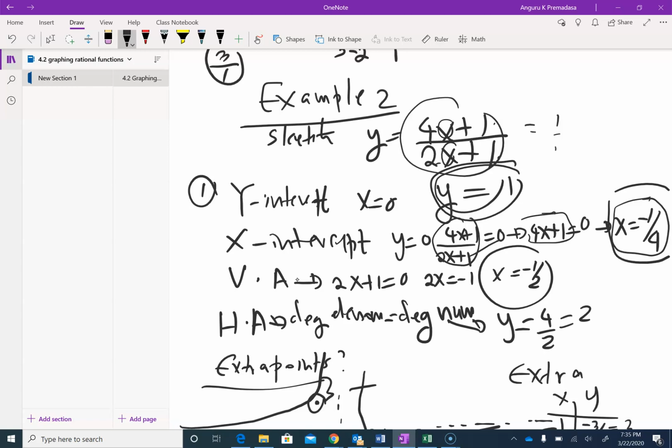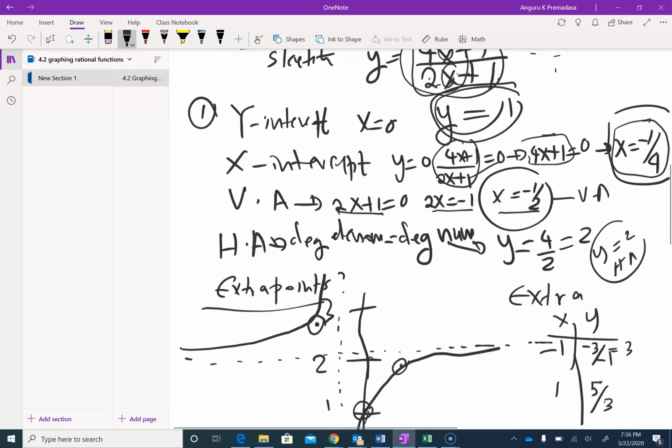Vertical asymptote: you take the denominator and set it equal to 0. 2x plus 1 equals 0, 2x is negative 1, x is negative 1/2. So we have a vertical asymptote at x equals negative 1/2. How about the horizontal asymptote? In this case, we notice that the degrees of the top and the bottom are equal. So we take the leading coefficient on top over the leading coefficient on the bottom. We have 4 over 2, which is 2. So y equals 2 is a horizontal asymptote.